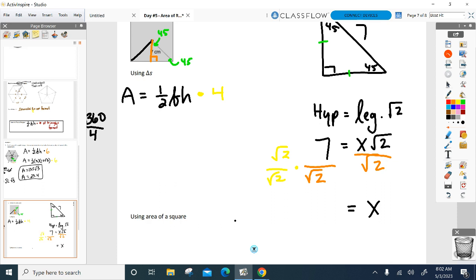All right, so let's finish this. What do I get on the bottom? Radical 2 times itself? 2, yep, I heard it, 2. And then up top, I just put the 7 and the radical 2 together.